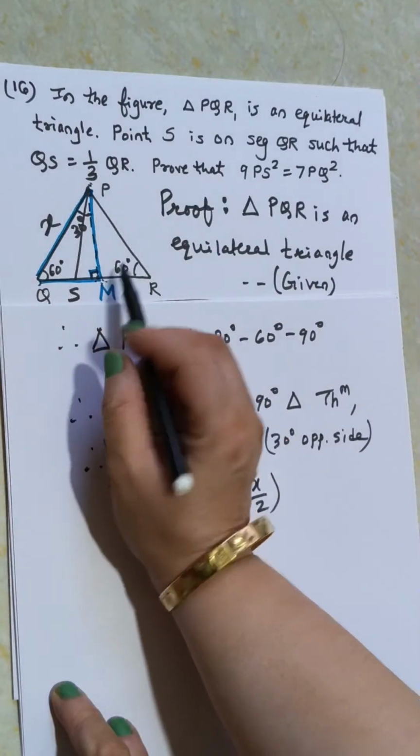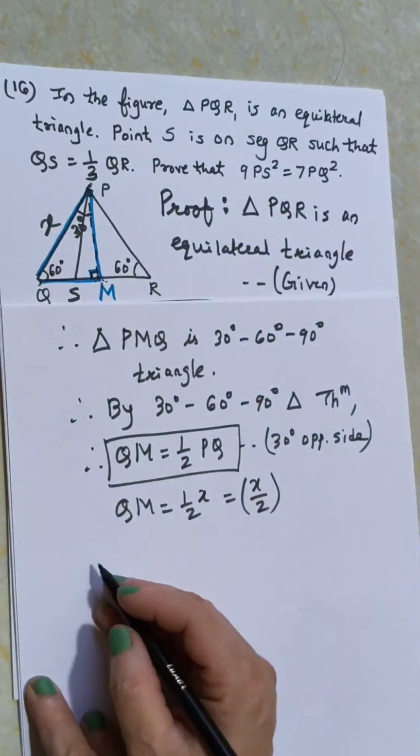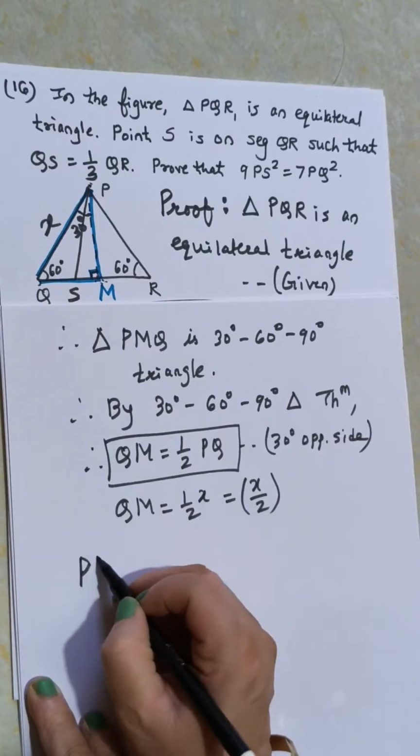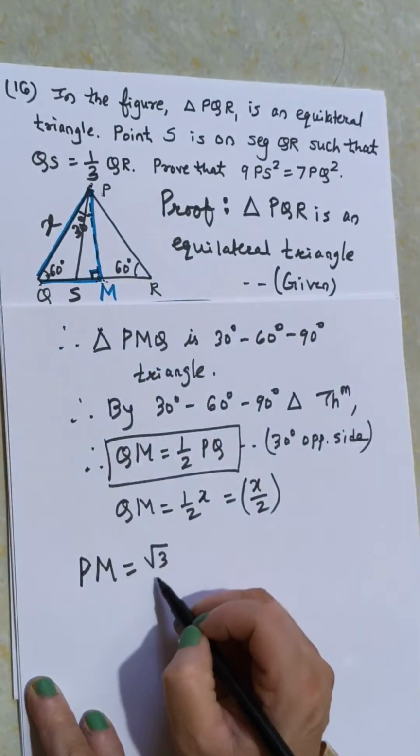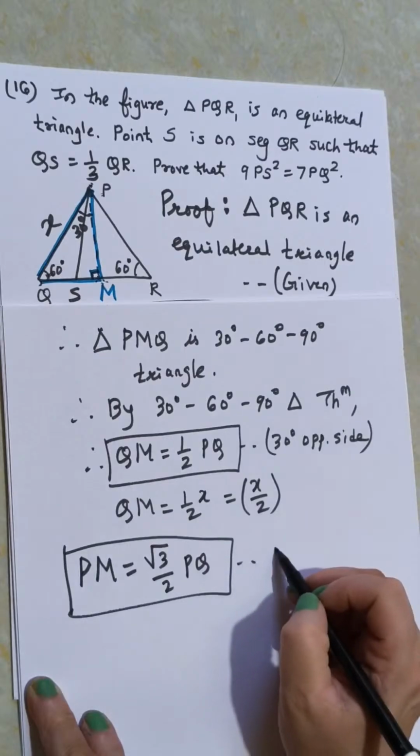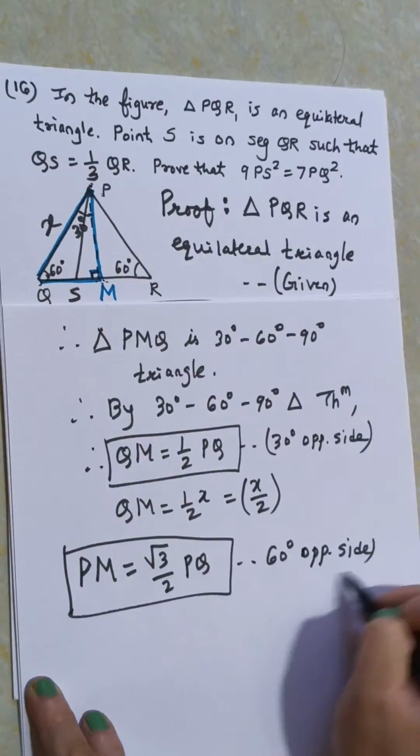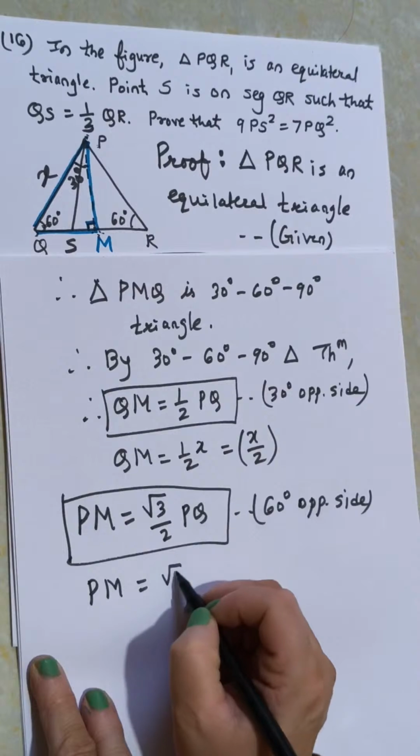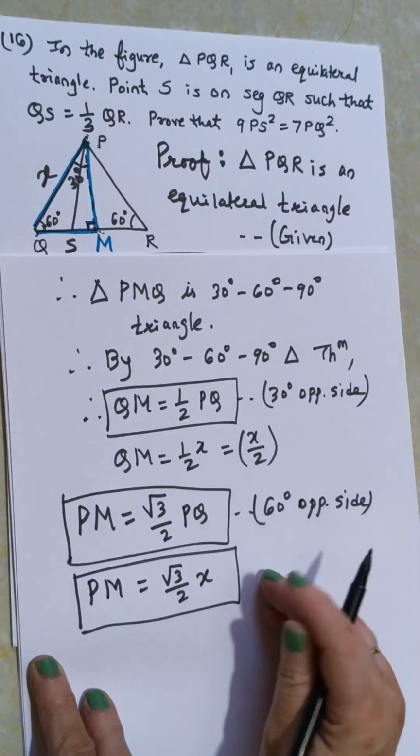Okay, QM. And now let us find out PM also. So what will be my PM? See, PM is the 60 degree opposite side. So it is root 3 upon 2 times the hypotenuse PQ. 60 degree opposite side. Okay. So PM will be root 3 upon 2 into X. So this is my PM.